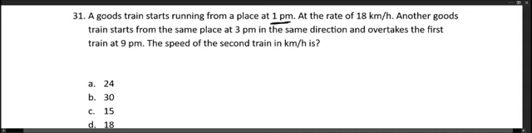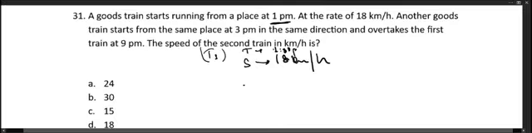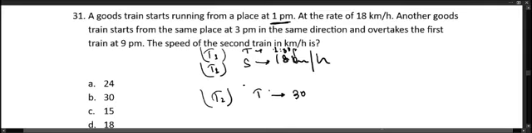A goods train starts running from a place A at 1 p.m. Again, a goods train is running from a place at 1 p.m., at the rate of 18 kilometers per hour. Another goods train starts running from the same place at 3 p.m. So 1 p.m. is the time of T1, and this is the speed of T1.